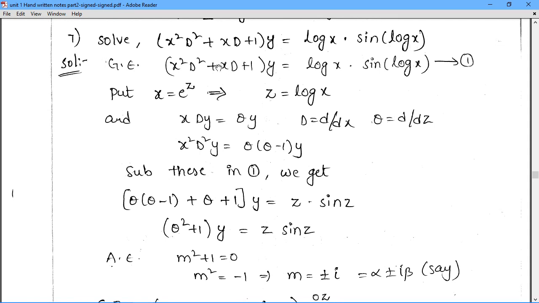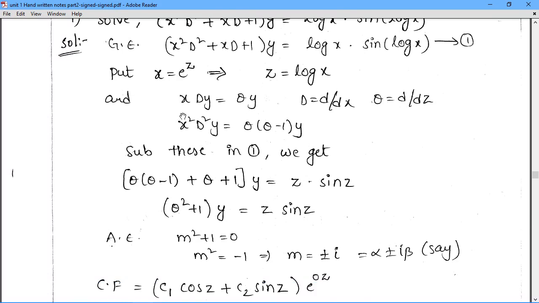So clearly the given equation is a Cauchy-Euler equation of second order. So we have to remember these substitutions. That is x is e power z, z is log x, xDy is theta y, x square D square y is theta into theta minus 1 into y. And the operators D is d by dx, theta is d by dz.